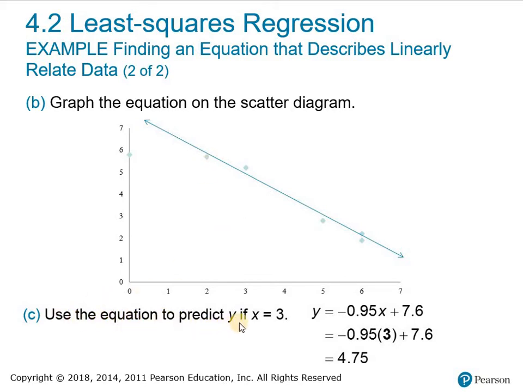And then we can use this equation to predict when x is equal to 3. So we just plug it into the equation instead of x and compute, so we get 4.75. So the value of y is going to be 4.75 when x is equal to 3, and this is a prediction using the equation that we computed in the previous step.